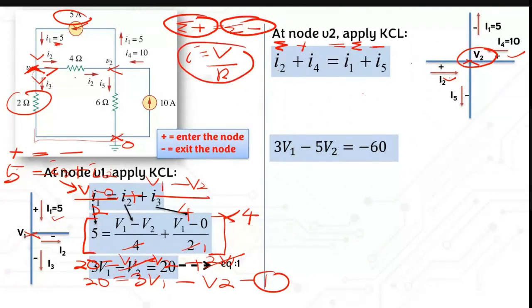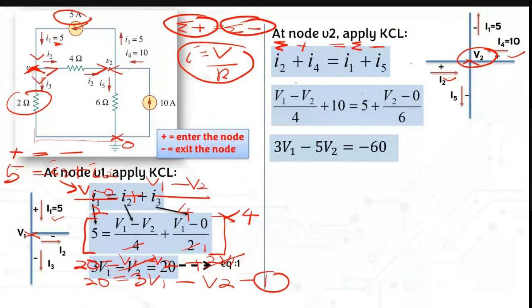For I2, obviously, where is the I2? I2 is here. If you follow the current, it's actually this way, right? So the I2 here is actually V1 minus V2 over 4. And you know that I4 here is obviously 10. Then we have this I1, which is actually equal to 5, plus this I5. I5 is this way, so V2 minus V0 over 6.